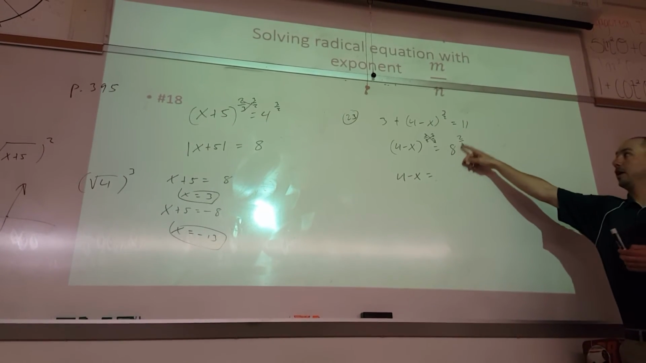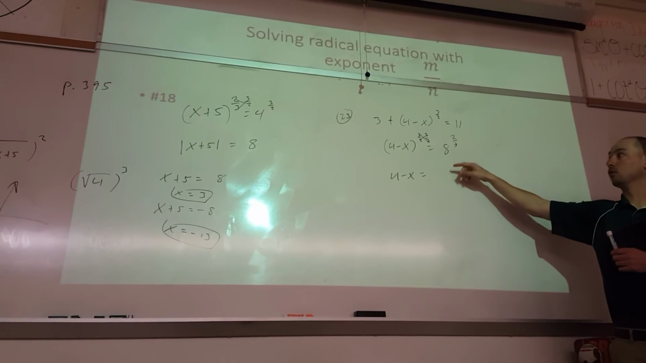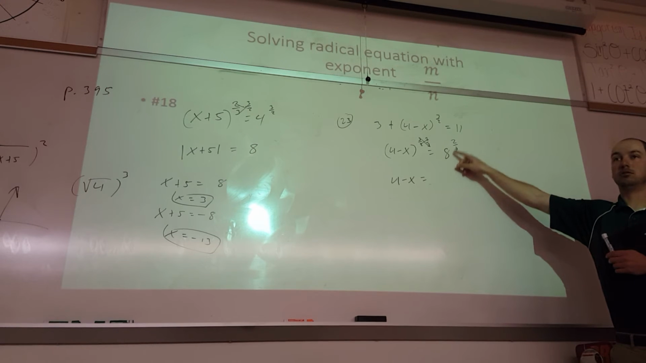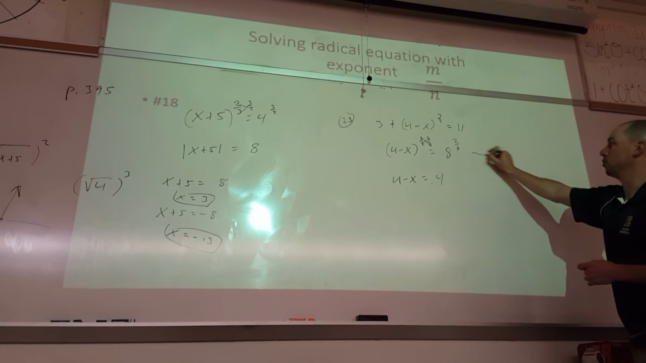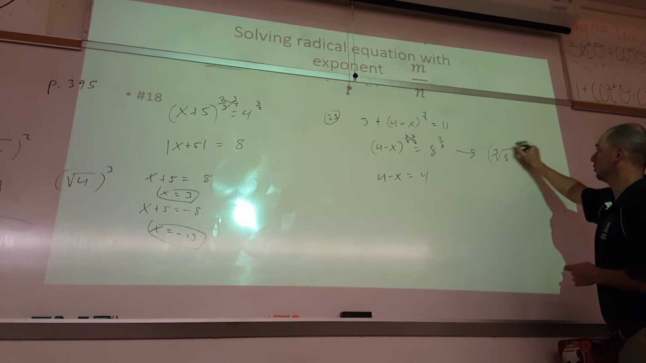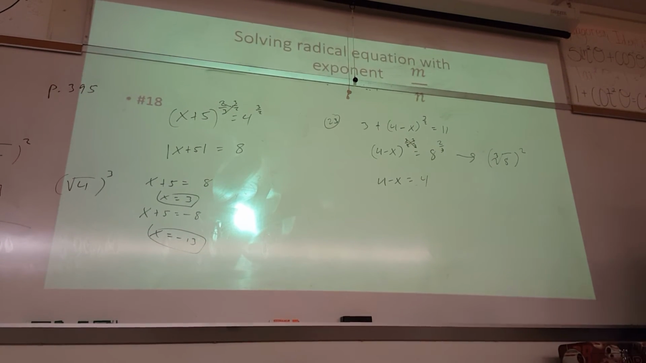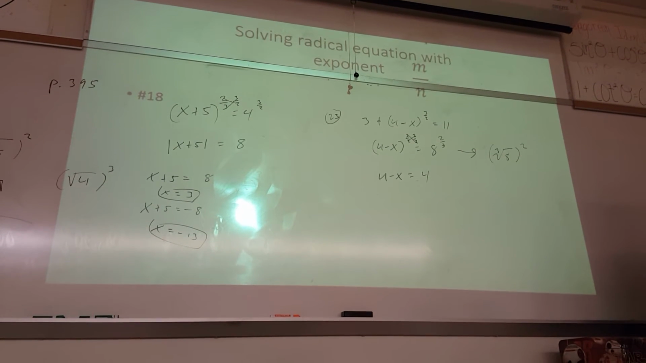And you can go 8 squared is 64. The cube root of 64 is 4. Or the cube root of 8 is 2. 2 squared is 4. If you're not seeing that, then you can rewrite that in radical form. Cube root of 8 squared. These are the same. 2 squared is 4.